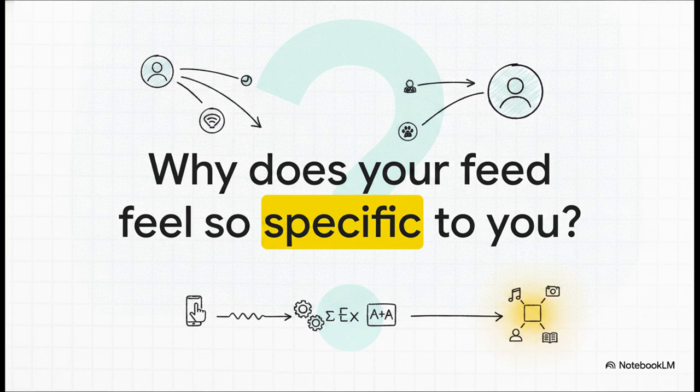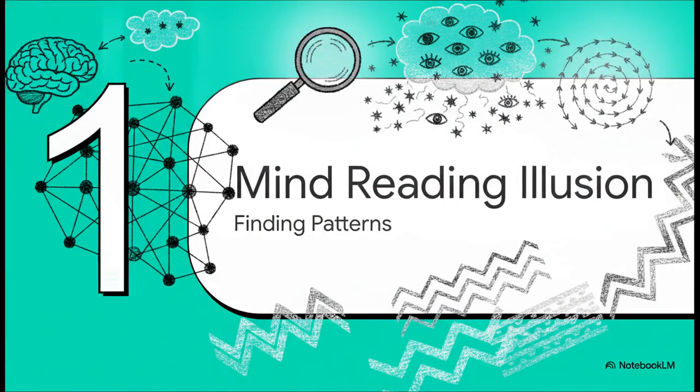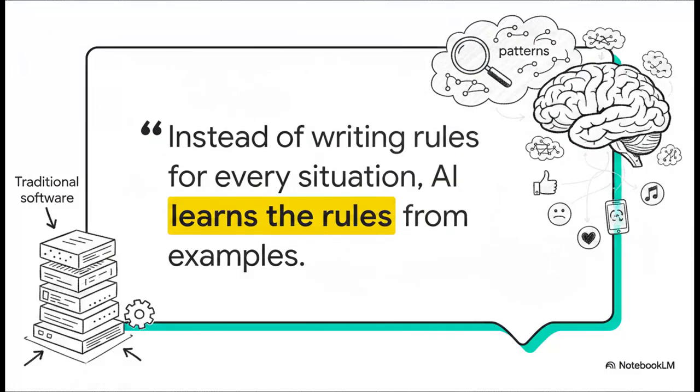Over the next few minutes, we're going to trace the journey of a single scroll to see exactly how artificial intelligence figures you out. Section 1. The Mind-Reading Illusion. Finding patterns in the noise. To really understand this, we have to grasp how modern machine learning completely breaks away from the past.